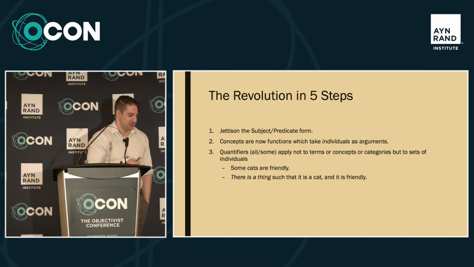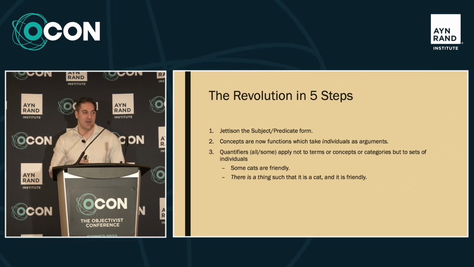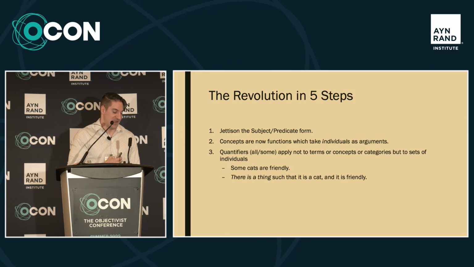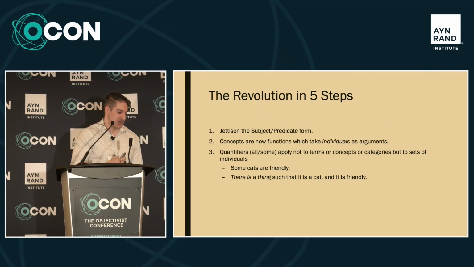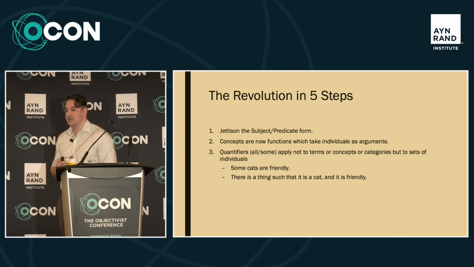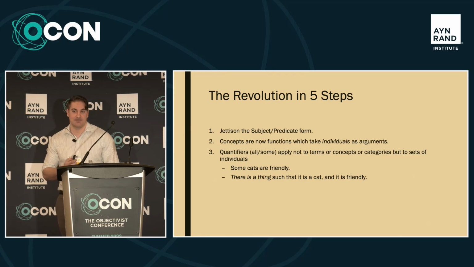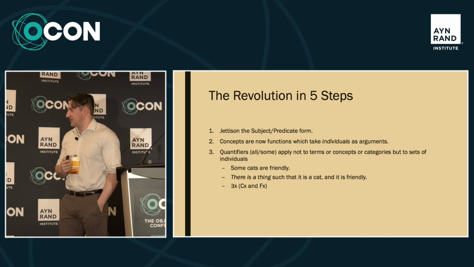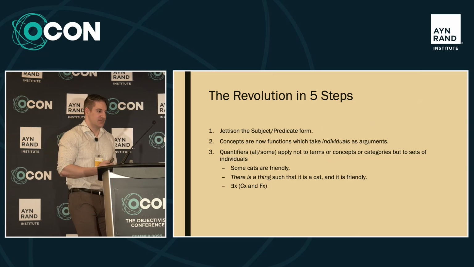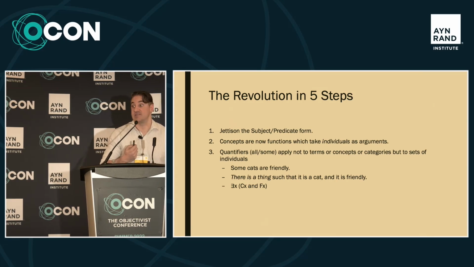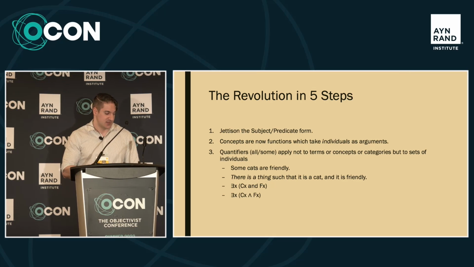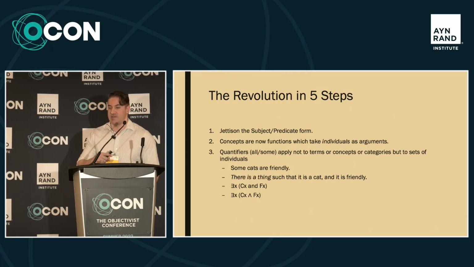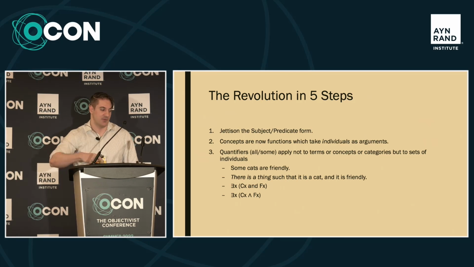Some cats are friendly. Again, quantifiers apply to individuals because individuals complete arguments. There is a thing such that it is a cat and it is friendly. That's how you say that some cats are friendly in this language. So again, we have notation. Backwards capital E. That means some X, or there is a, right? There is an X, such that X is a cat and X is friendly. We don't like English again, so we replace and with the hat, the up pointing arrow.